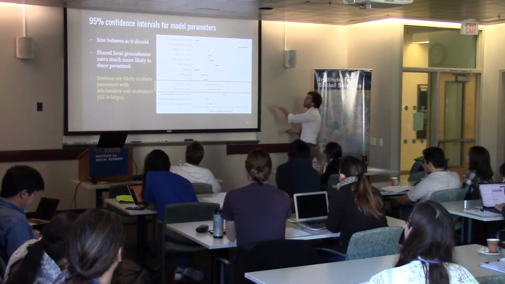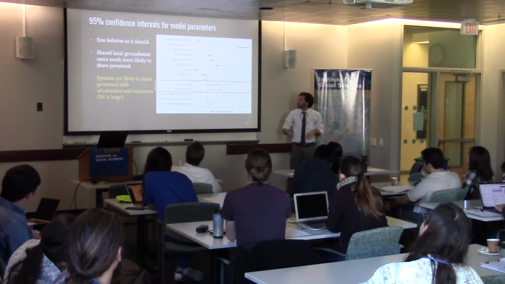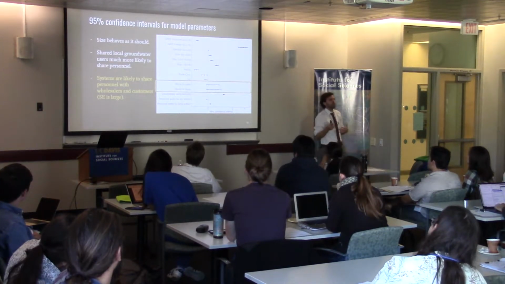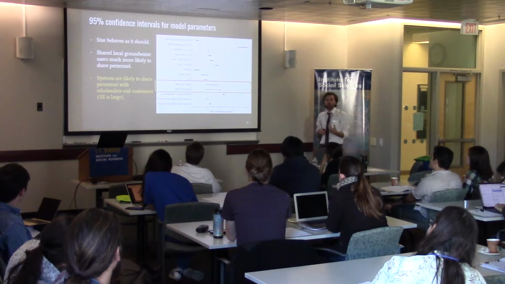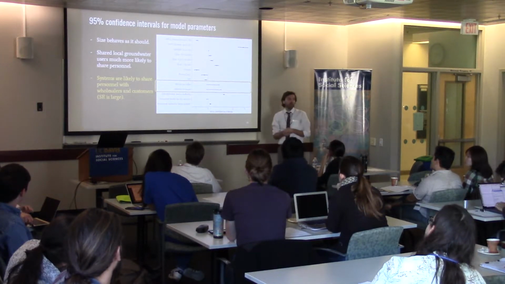Another example, and the standard errors are somewhat large on this, but again, we're really just interested at this point, as a proof of concept, in which direction these effects are moving. We see that districts that buy and sell from one another are also likely to share personnel.